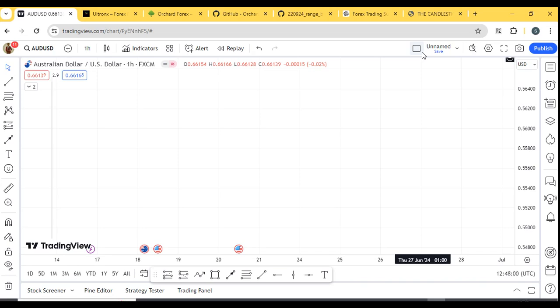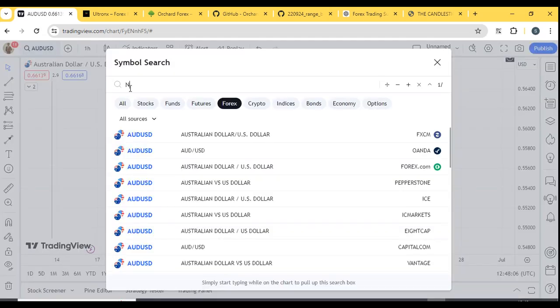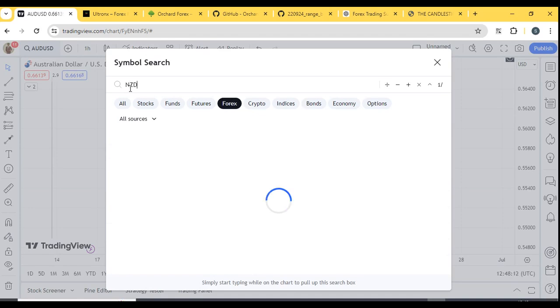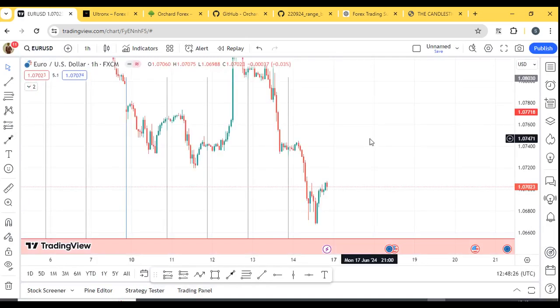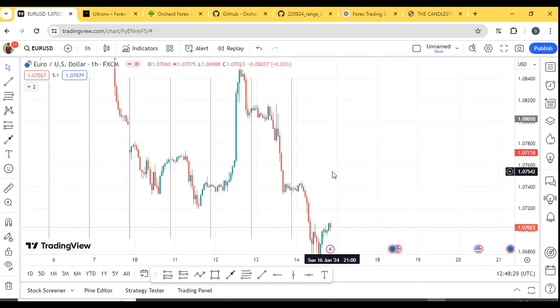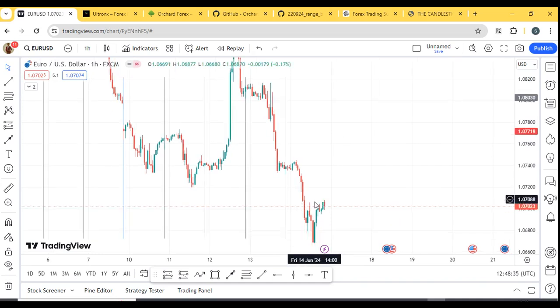We have different representations on our charts. Let me go to Euro USD. I'll be opening the Euro USD chart. So here we can see different representations on this chart. All these are candlesticks in different forms and in different ways.